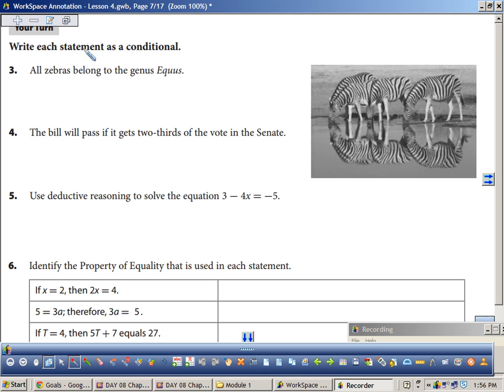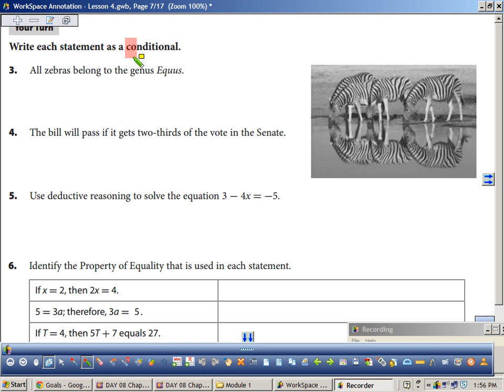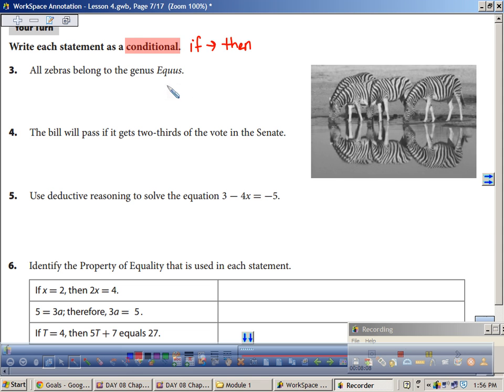right? Okay. Write each statement as a conditional. All zebras belong to the genus Equus. Is that how we pronounce that? Equus? All right. All zebras belong to Equus. What does conditional mean again? If and then. I need an if-then statement. So how could I rewrite this? If something, then something else.